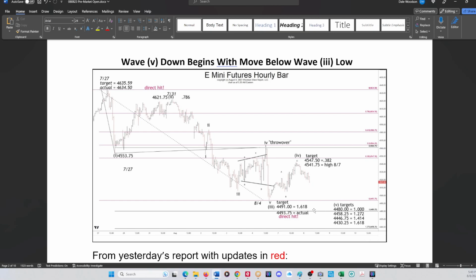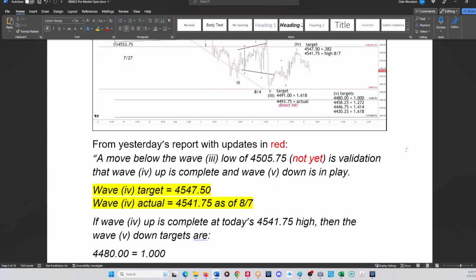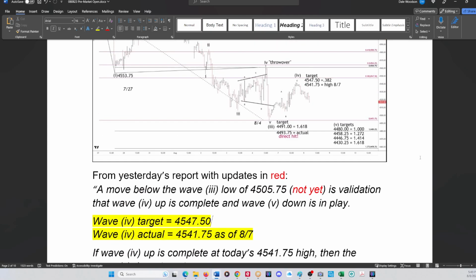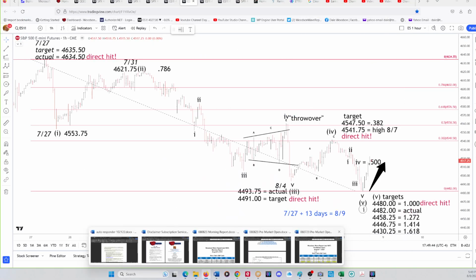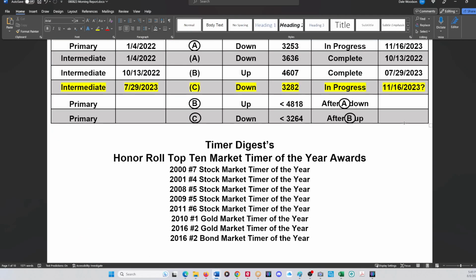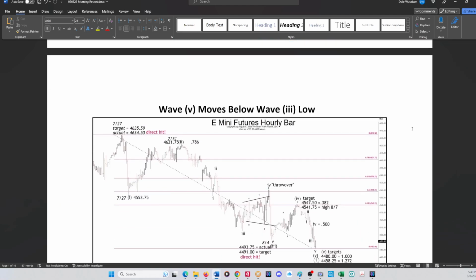44.80 is where 5 equals 1. There's that direct hit there, and there's that direct hit there. And we're looking for wave 5 down after we got this A, B, C 4th wave correction there. Okay, and there was the actual. There's our targets, and there's the 44.80 target. Okay, and then I think we put out a morning report this morning. Like I said, we get more than one sometimes a day, sometimes 3 or 4. It just depends on how fast the market is moving.